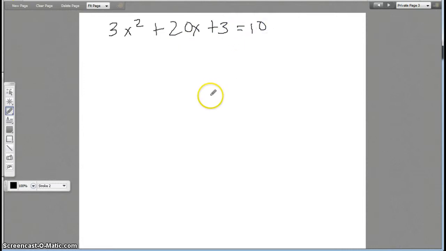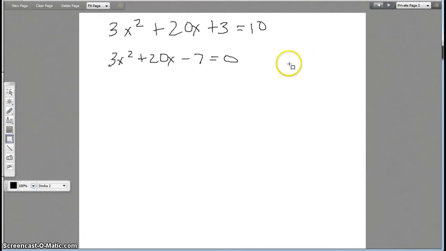Now, we can't solve this yet because we don't have it written in standard form. Standard form, remember, the right side of the equation is 0. The polynomial is on the left side, and everything is written in descending order. So to get rid of the 10 over here, we have to subtract 10 from both sides. So we will end up with 3x squared plus 20x minus 7 equals 0. Because when we subtract 10 from 3, we get negative 7. When we subtract 10 from 10, we get 0.